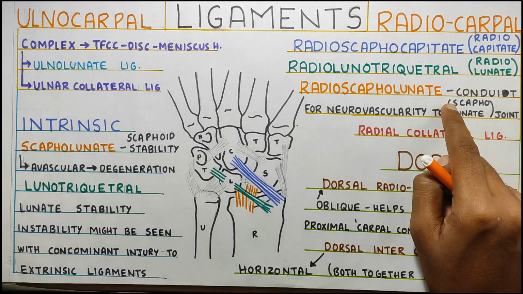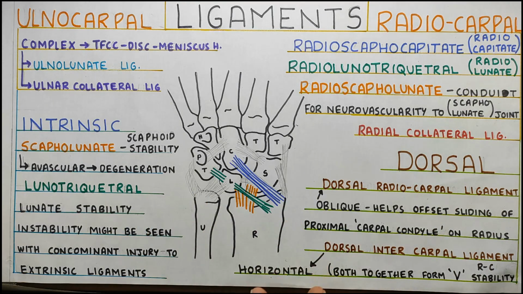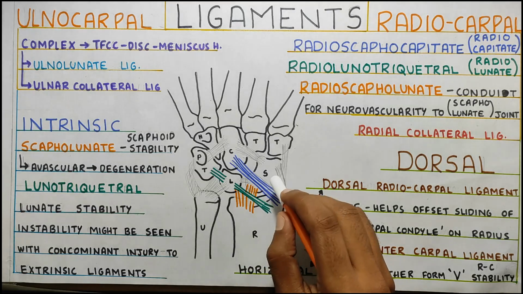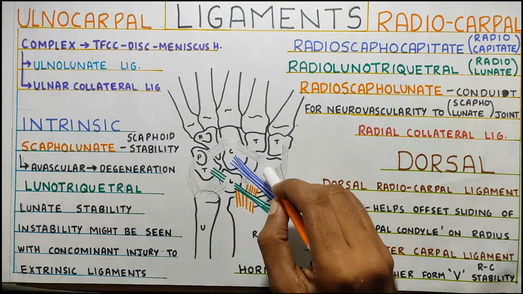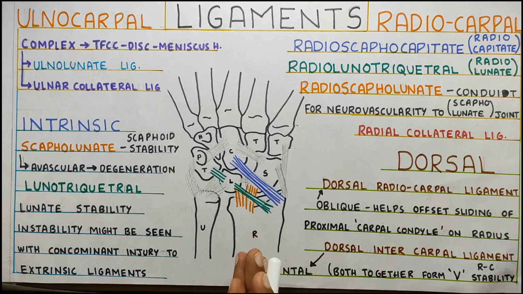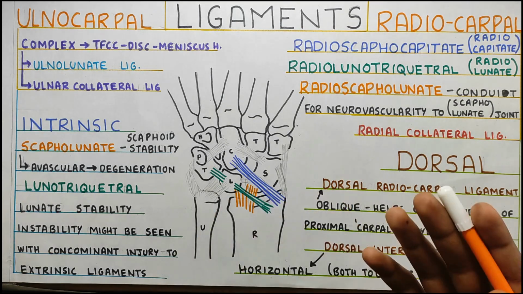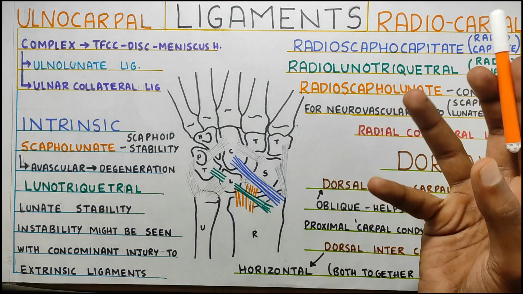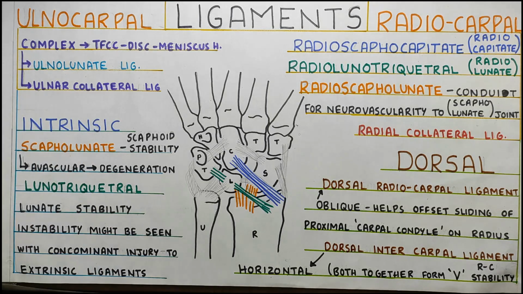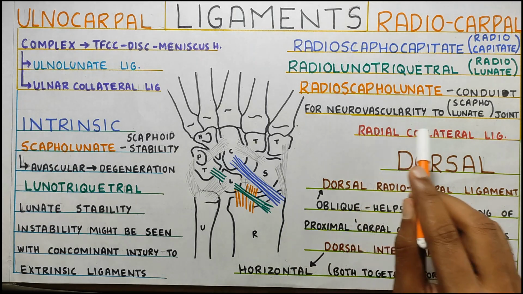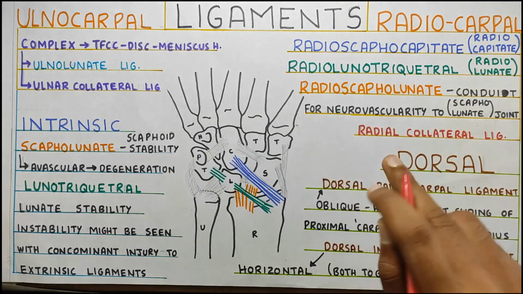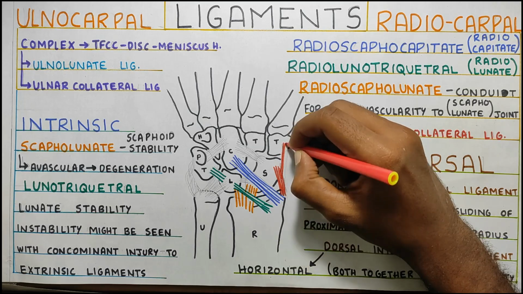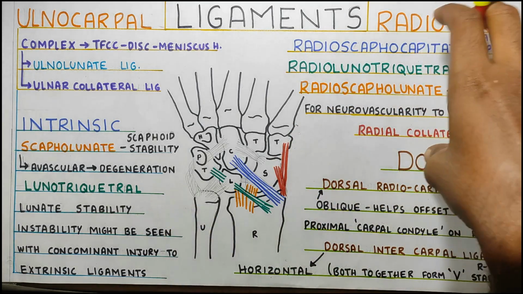Now this ligament specifically forms a conduit. A conduit means like a passage for neurovascularity of your scapholunate joint. It gives a good blood supply over there through the radioscapholunate ligament, right? As I mentioned before, all the extrinsic ones, this one and also this one, have a good blood supply compared to your intrinsic ones. And then finally the last one is the radial collateral ligament. So that is your red one, okay. So I'll draw it here. It's on the radial side, right? Radial collateral ligament. So those are your radiocarpal ligaments.